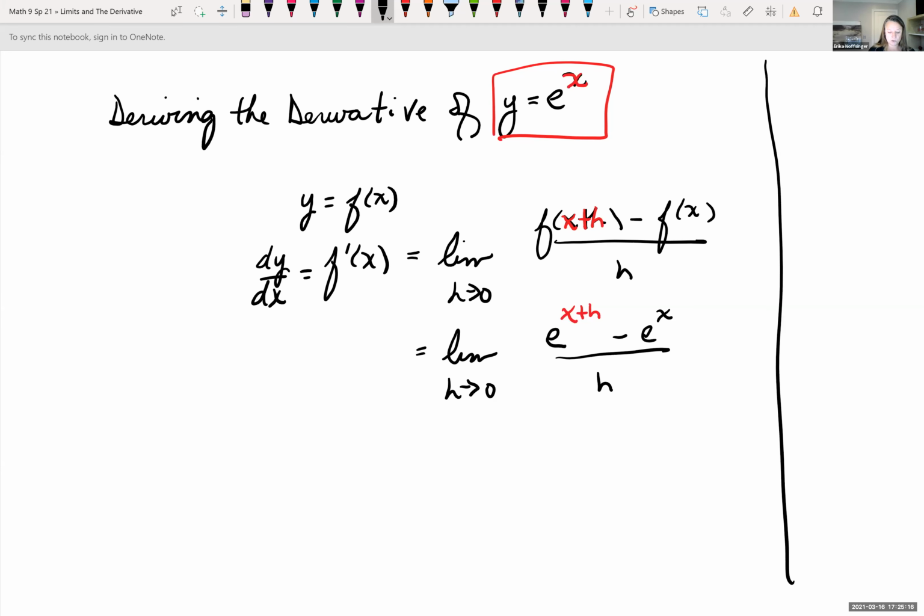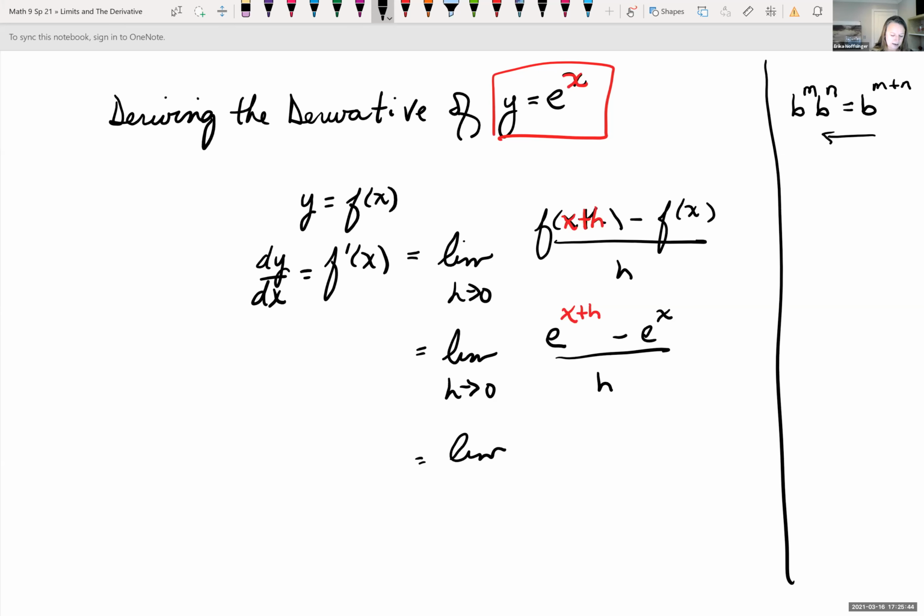We're going to use rules of exponents to rewrite this. And so recall, rules of exponents said if you had the same base, like b to the m times b to the n, this was the same thing as taking the same base b and adding those exponents, b to the m plus n power. So we're going to go in the opposite direction because we have this e raised to the x plus h power. And so we can rewrite that.